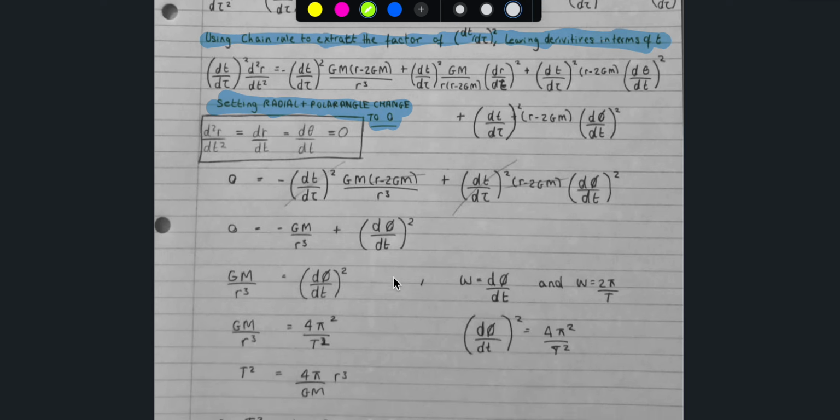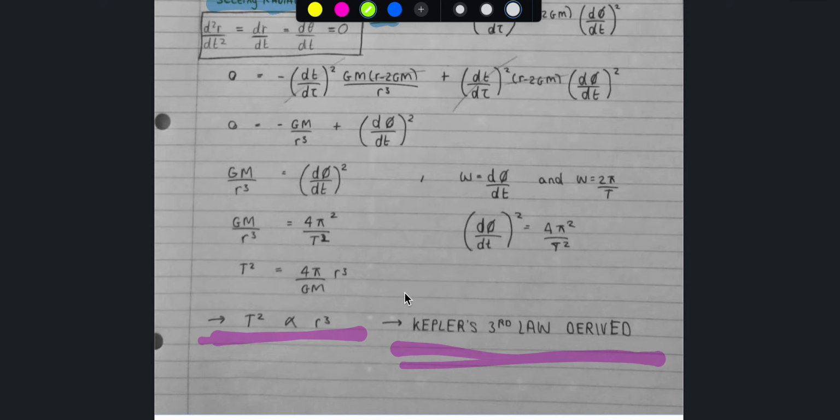Now, another thing to note is d phi over d tau, or d phi over dt, is the angular velocity, which is also equal to 2 pi over T. We can substitute and rearrange to get T squared, giving us that T squared is proportional to r cubed. This is Kepler's law, which states that the square of an orbital period is proportional to the cube of the orbital radius.